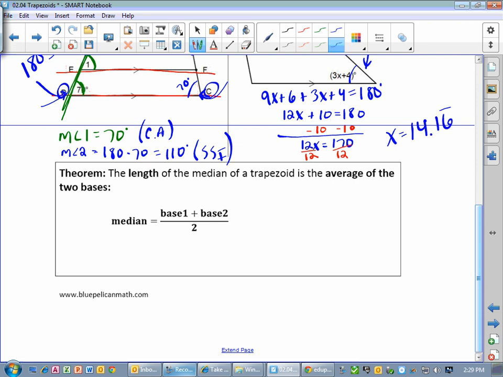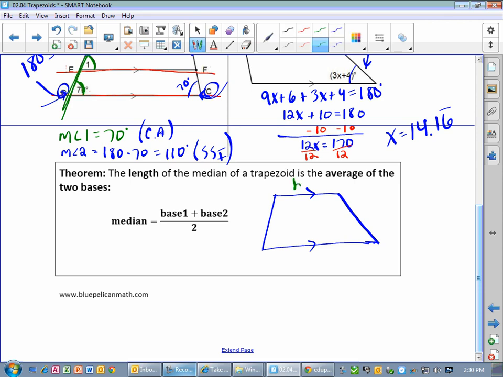All right. Next, we have a theorem. The length of the median of a trapezoid is the average of the two bases. So let's draw another trapezoid. So there's a pair of parallel lines. Notice one pair of parallel lines. The other two are not parallel. And nor is there any direct relationship between them.